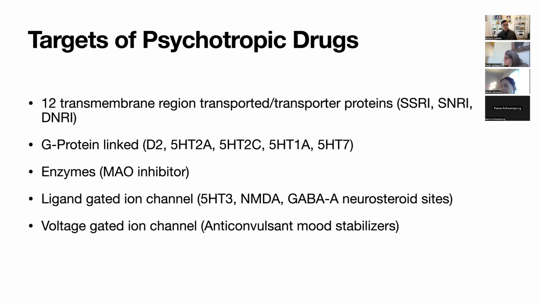Targeted psychotropic drugs, once again, know the G protein linked ones, 12 transmembrane, all right? Enzymes that stop the breakdown of neurotransmitters like MAOIs, which we're going to talk about later on. Ligand gated benzos, right? Voltage gated anticonvulsants, right? Mood stabilizers. We're going to talk a little bit about that today.